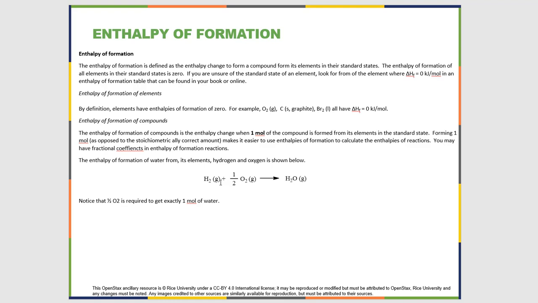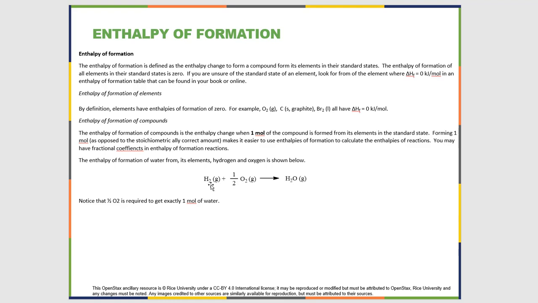The enthalpy of formation of the elements is 0, and the product must be 1 mole of the compound. That way the units for all enthalpies of formation can be kilojoules per mole, instead of us having to figure out or know the stoichiometry of all formation reactions, which would be too much of a pain. So that's basically that. So if we look at water, for example, water is formed from its elements, oxygen and hydrogen.